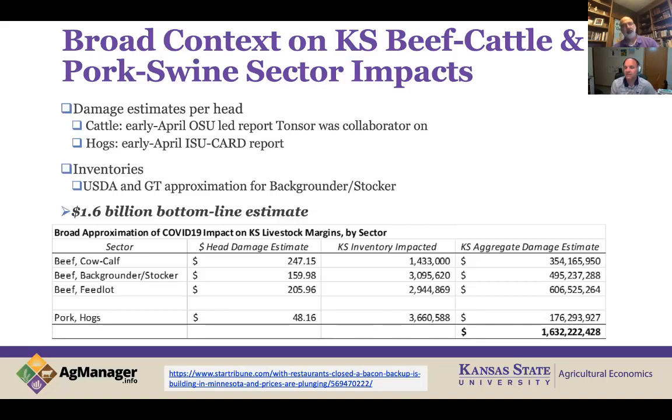Importantly, this says nothing about government payments. So like all of us have said three or four different ways, tune into Robin's webinar she's leading tomorrow, specifically for the feedlot sector. If you sold cattle before April 15th, potentially you're eligible for a $214 payment. Well, that would correspond with the head damage here that I have for the feedlot sector, for example. So some of the damages are going to be offset, but what I want to impress on you is it's very unlikely that those payments make anybody whole.